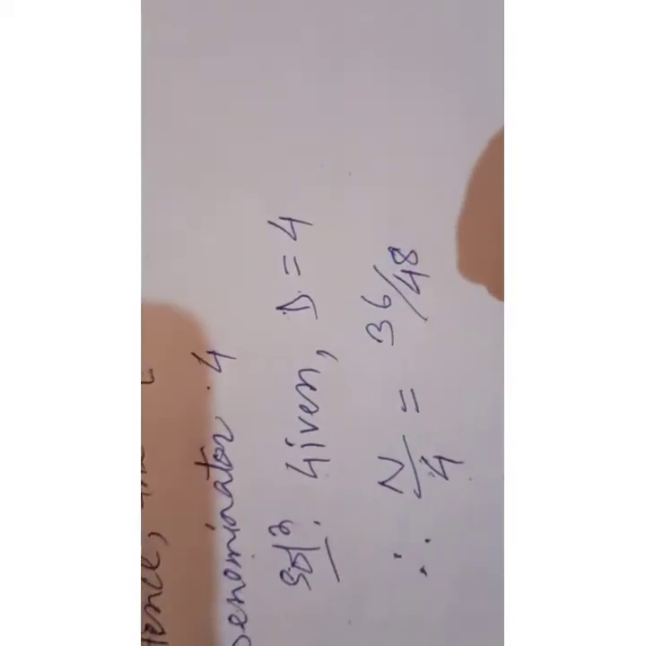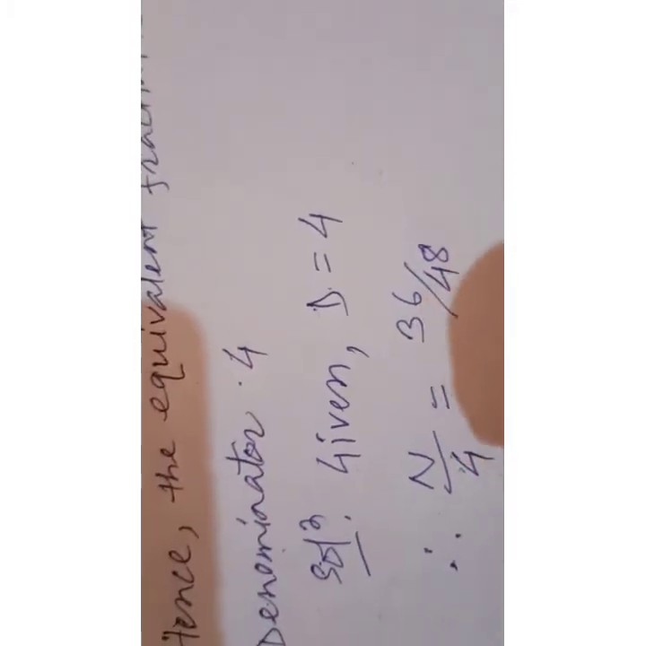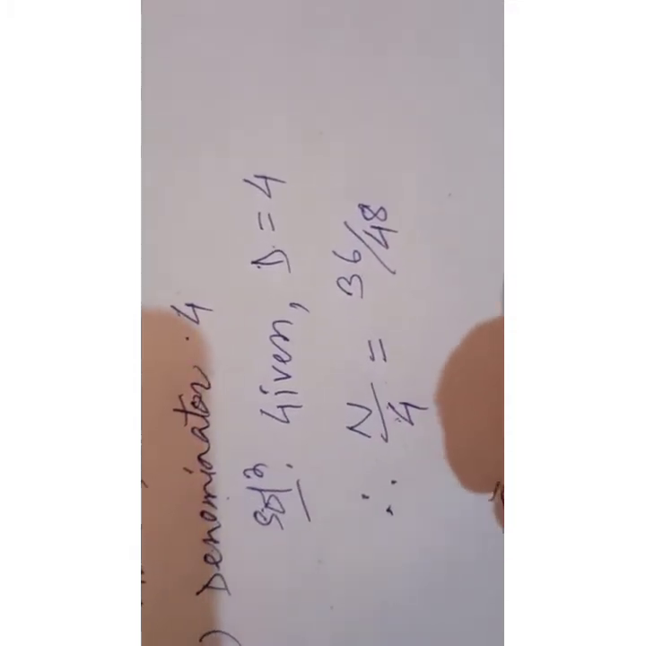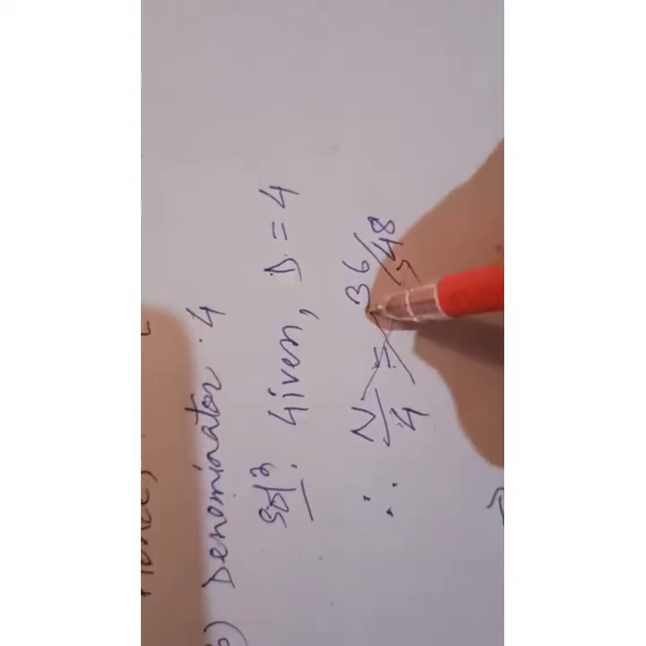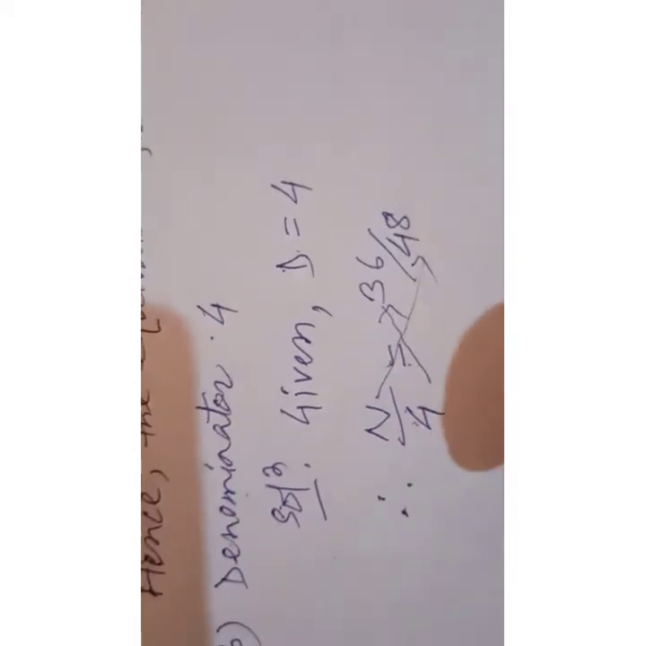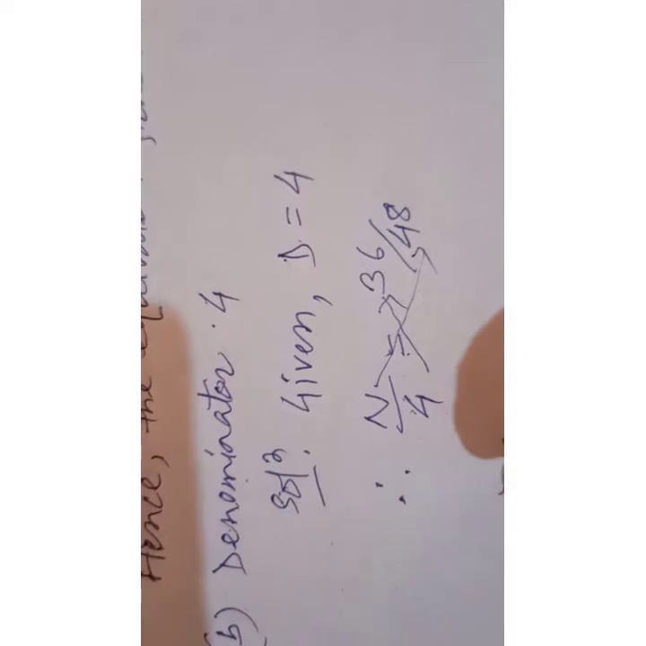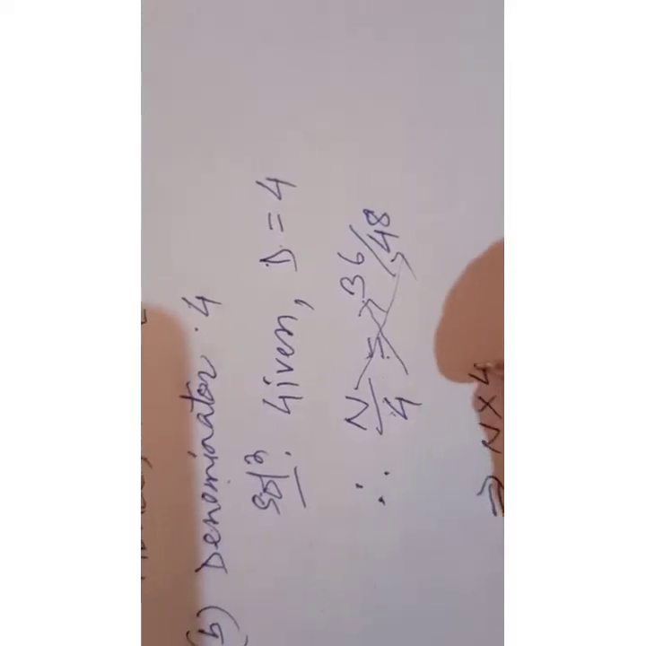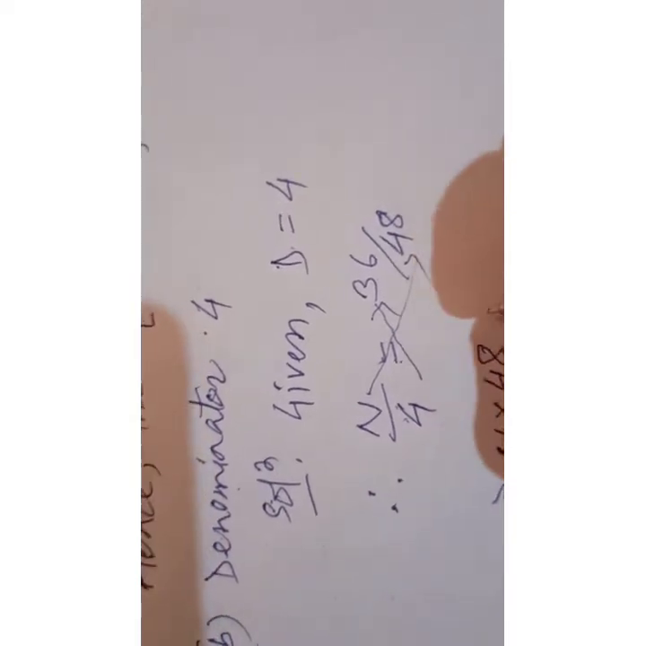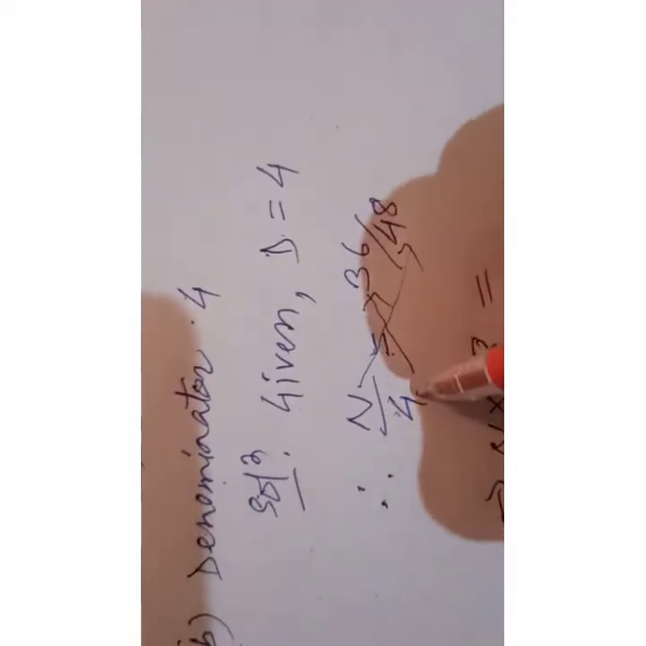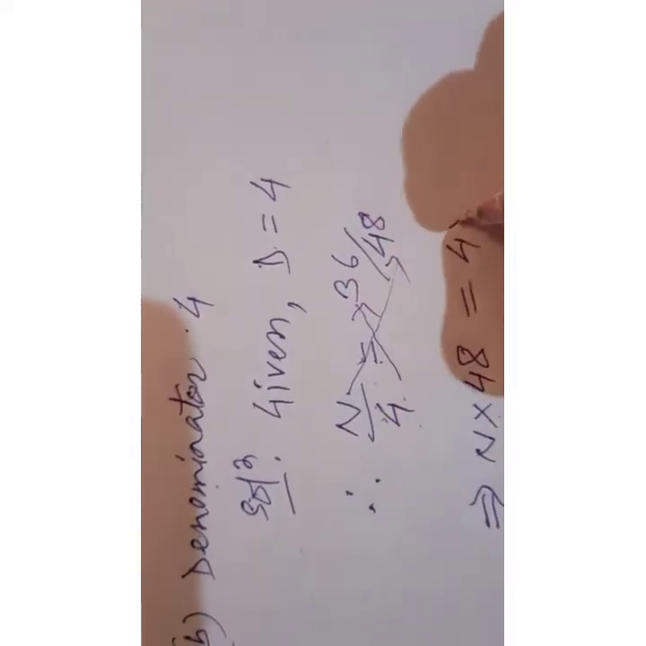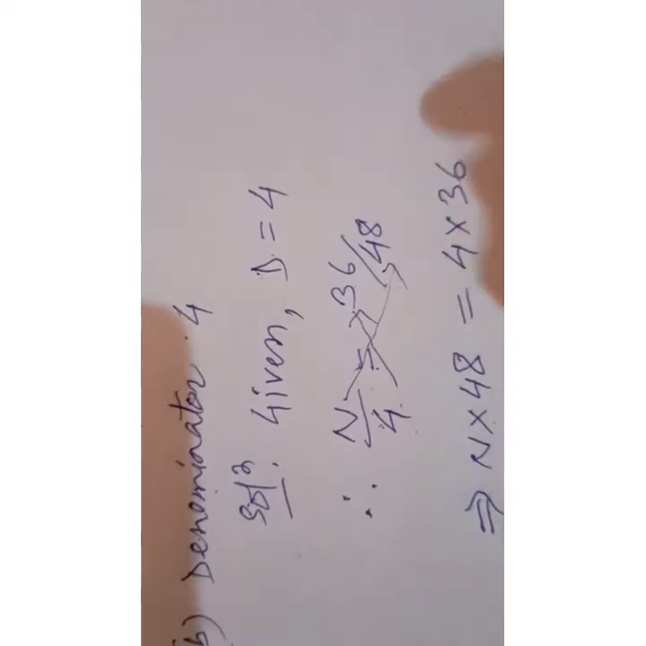Now this implies, like the previous one, you do cross multiplication. Here this one, that one will be that one. Then you keep this one and this side, n into 48. This equals what? You tell me what will be? 4 into 36.